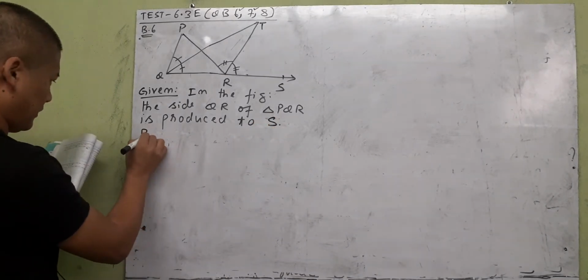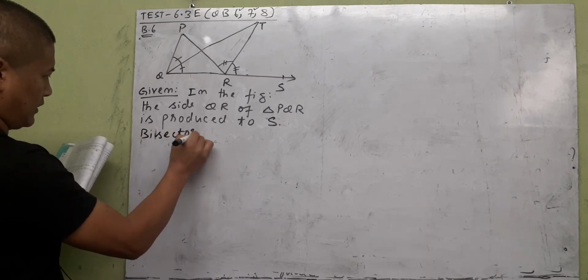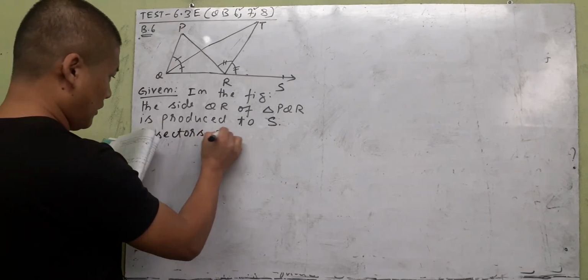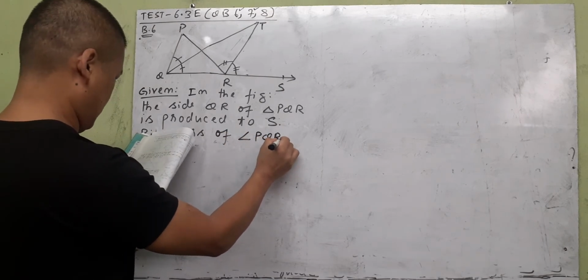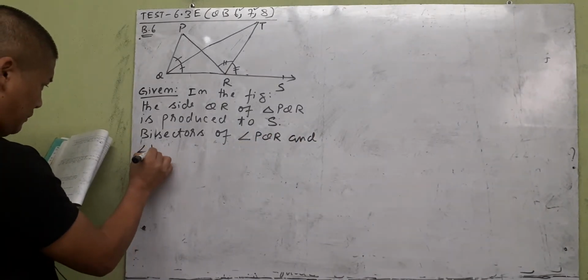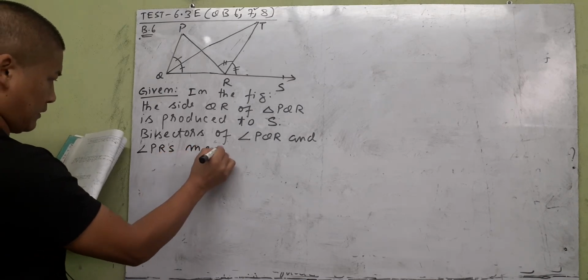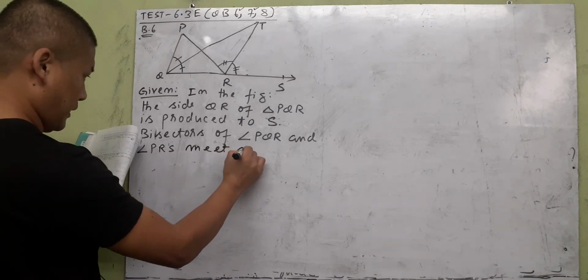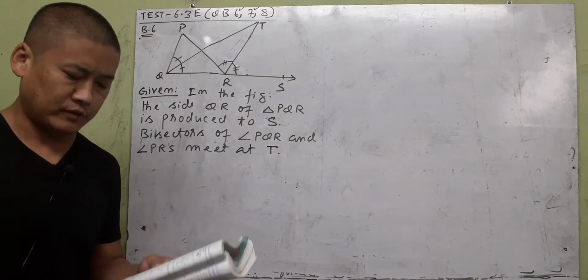Then one more statement: bisectors, means lines, bisectors of angle PQR and angle PRS meet at point T, means at T. We can just write like that instead of mentioning point also.